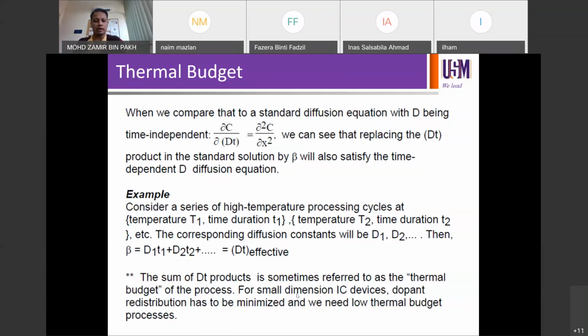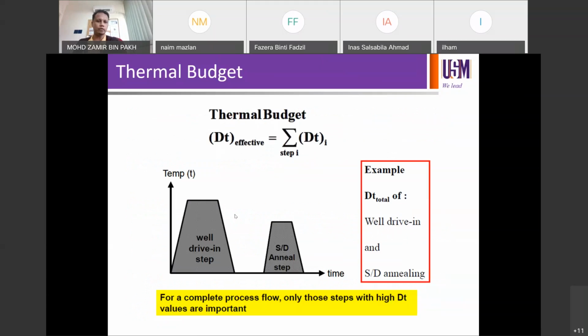So for small IC dimensions, dopant redistribution has to be minimized, and we need low thermal budget processing, right? So here is a schematic illustration of the thermal budget. You have the drive-in for your diffusion process, and then you will have an annealing process later on in the subsequent process. So your effective Dt product is actually the summation of your Dt exposure to the device, or to the layer or to the channel or whatever, right? That will actually affect the quality of your final device. So not just during the diffusion process alone. So that's why Dt is crucial.